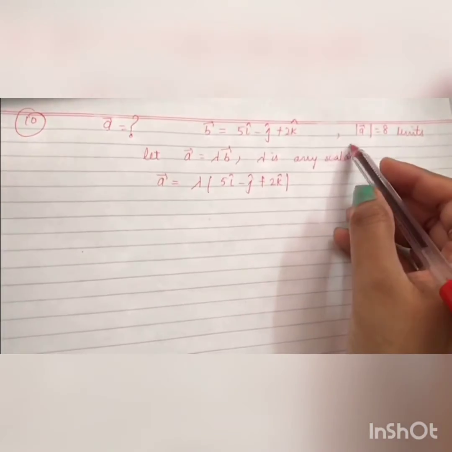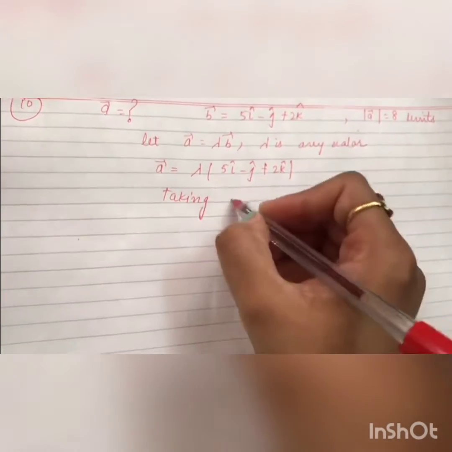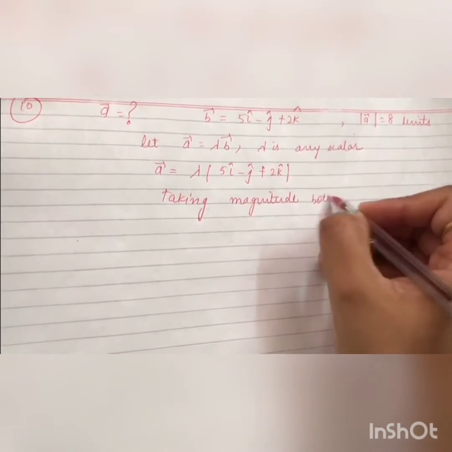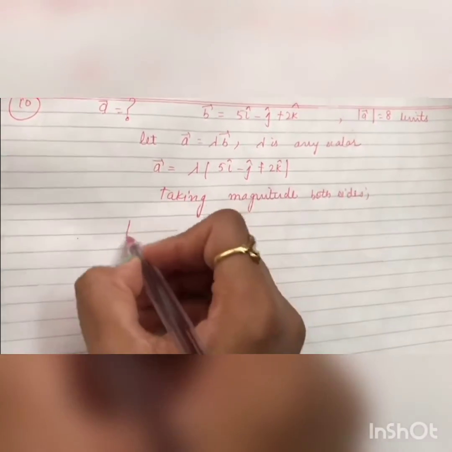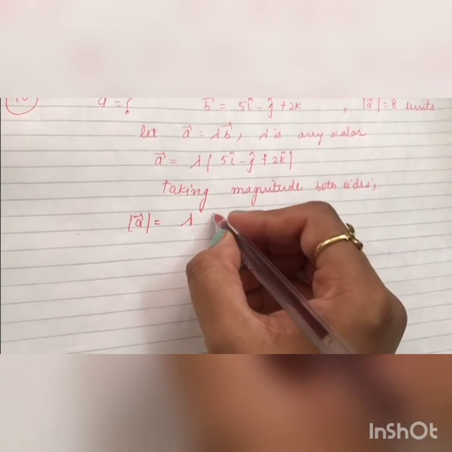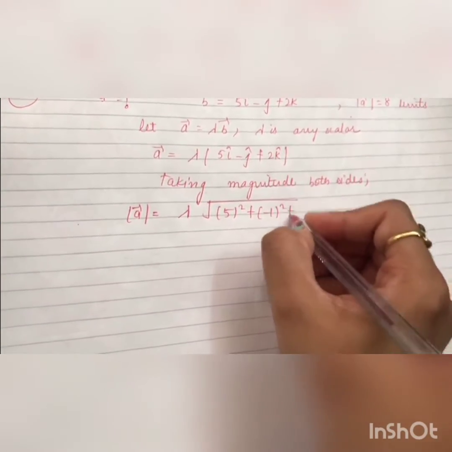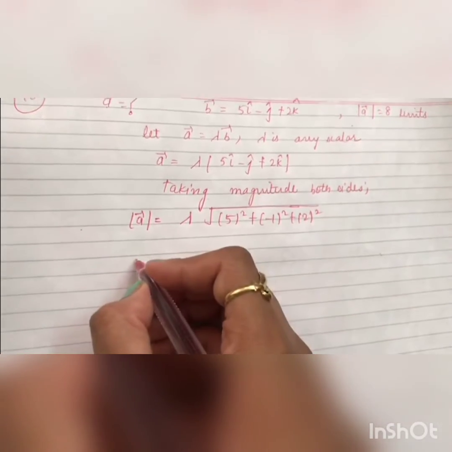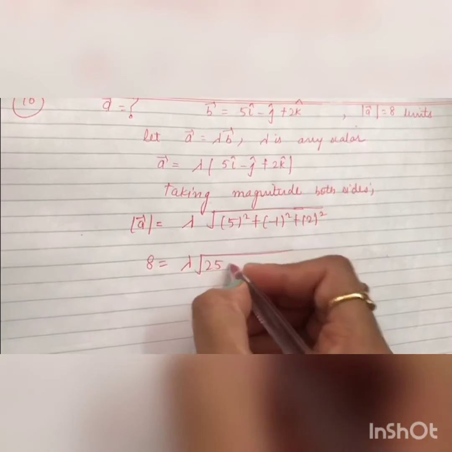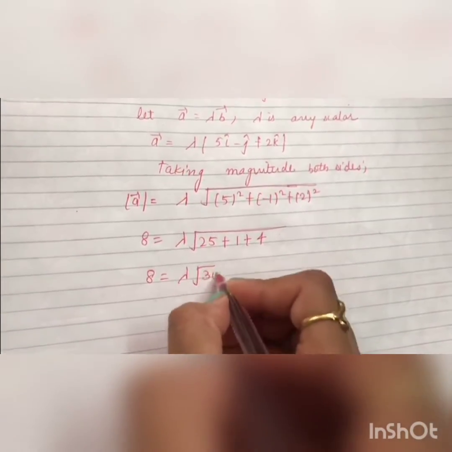So now we are having the value for the magnitude of A. So taking magnitude both sides, this will be mod of A. Lambda is a scalar, its mod will be lambda. So the mod of this vector will be the square root of 5 squared plus minus 1 squared plus 2 squared. That means the value of mod A is 8, equal to lambda under root of 25 plus 1 plus 4. That means 8 is equal to lambda root 30.